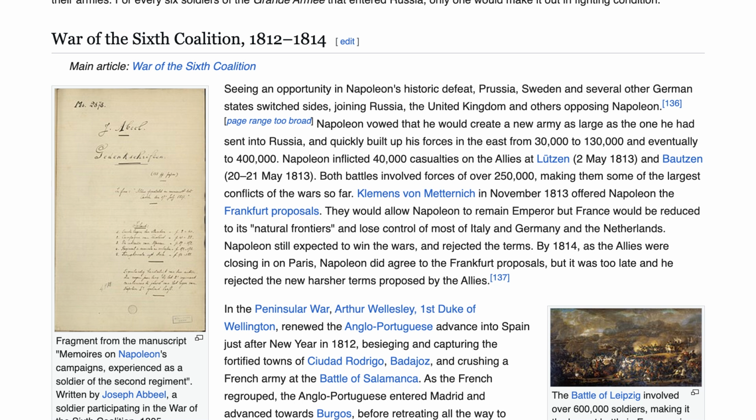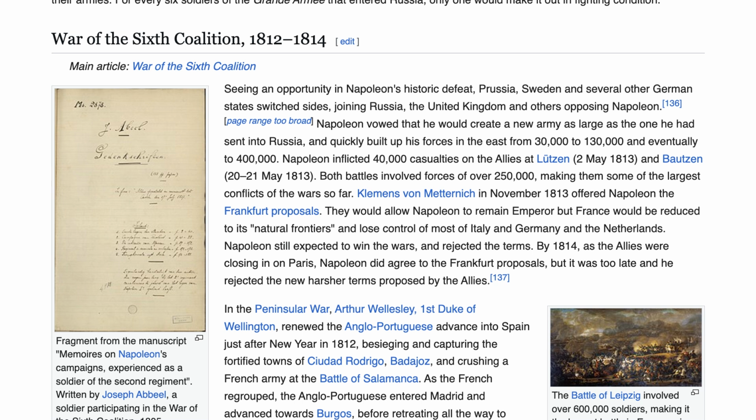Napoleon vowed that he would create a new army as large as the one he had sent into Russia, and quickly built up his forces in the east from 30,000 to 130,000 and eventually to 400,000. Napoleon inflicted 40,000 casualties on the Allies at Lutzen, the 2nd of May 1813, and Bautzen, the 20th to the 21st of May 1813. Both battles involved forces of over 250,000, making them some of the largest conflicts of the wars so far.